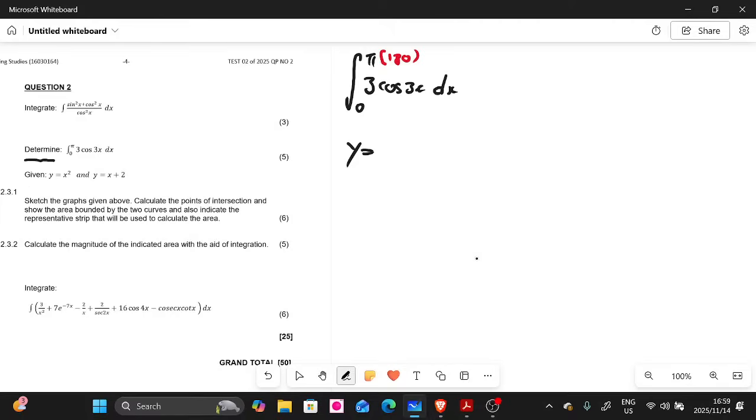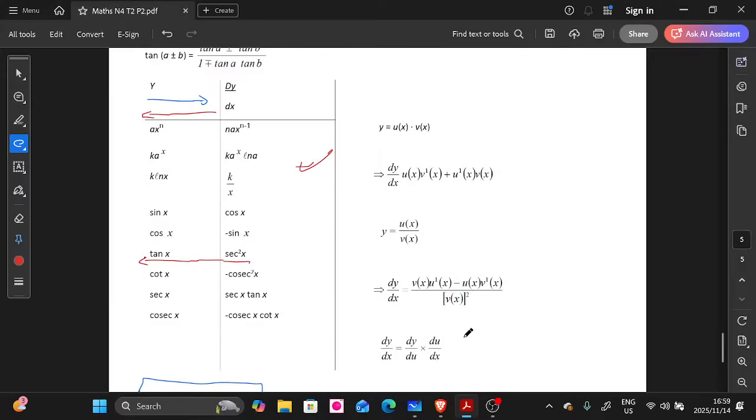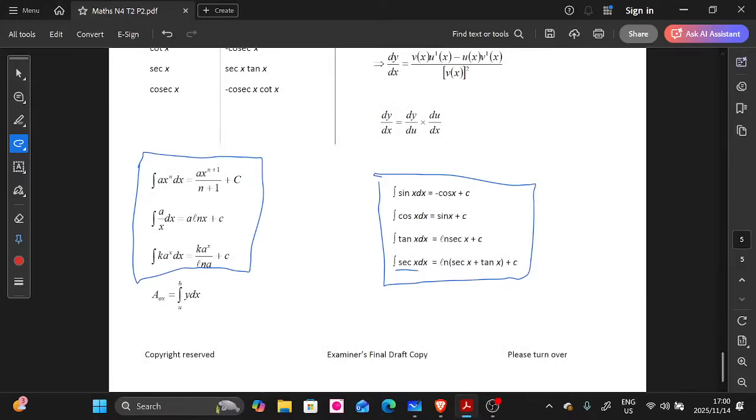Now, if you don't know the integral, you go to your formula sheet. Let's go to our formula sheet. Let me go to the integral space. So here's our integral box there, guys. Do you guys see? So the integral of cos, as you can see here, I'm going to highlight with this red color. It's actually sine x plus c, right?